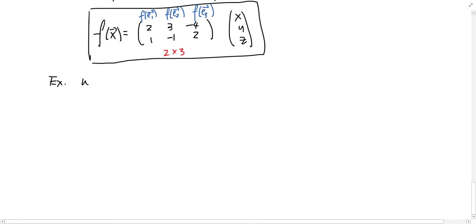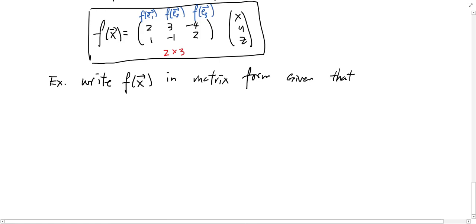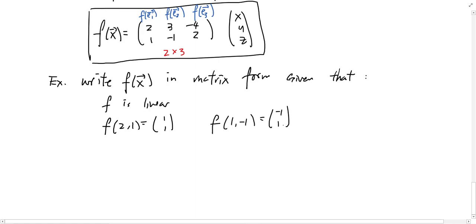Let's say, write the function f of vector x in matrix form, given that f is linear, and we know that f of (2, 1) is equal to (1, 1), and f of (1, -1) is equal to (-1, 1). So how are we going to proceed with this problem?